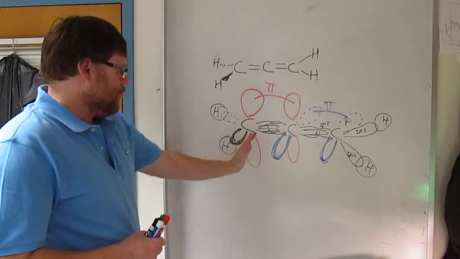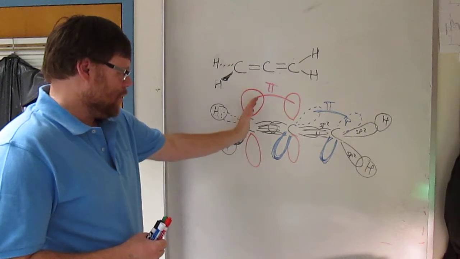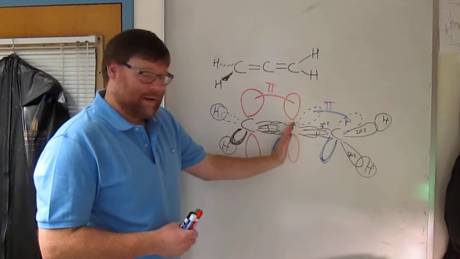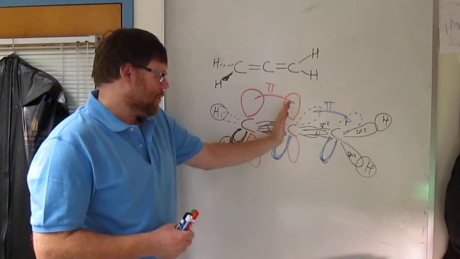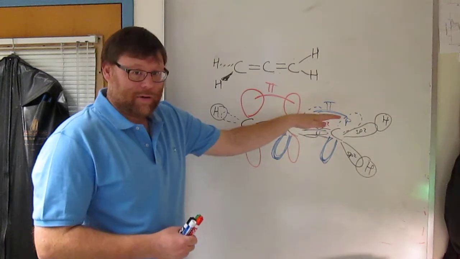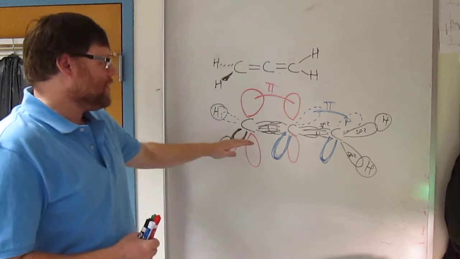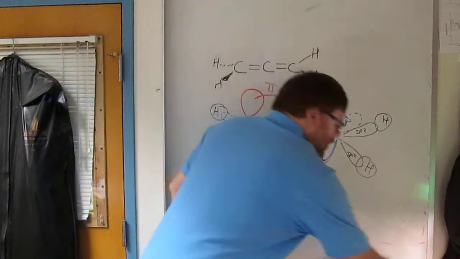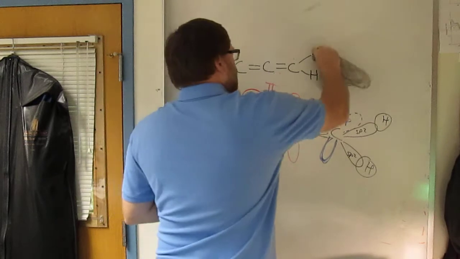So once I put this p orbital in the plane of the board, that tells me the next p orbital that is involved in the pi bond of that carbon has to be in the plane of the board. The next pi bond then has to be orthogonal. Okay, so this is the molecular orbital system. I'm not going to draw another allene.